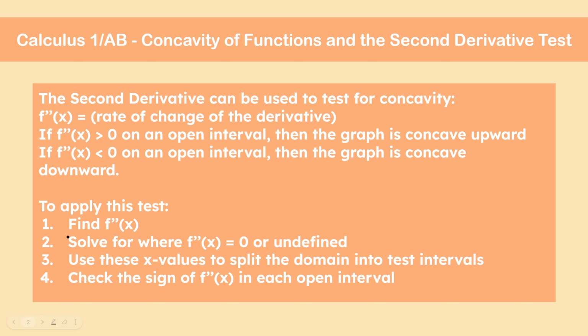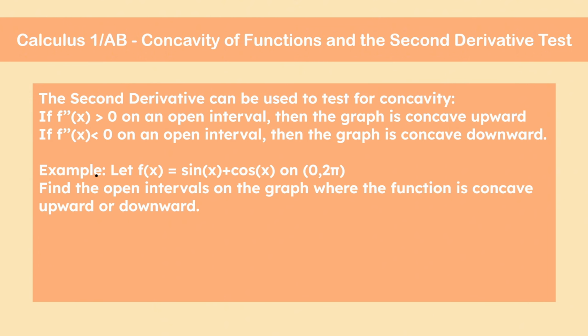To test this out, we first solve for the second derivative, and then we solve for where the second derivative is equal to 0 or undefined. Then we use these x values where it's 0 or undefined to split the domain into test intervals, and then we check the sign of the second derivative in each open interval. So let's have this example where f of x is equal to sine x plus cosine x. We're going to find the open intervals of the graph where the function is concave upward or downward.